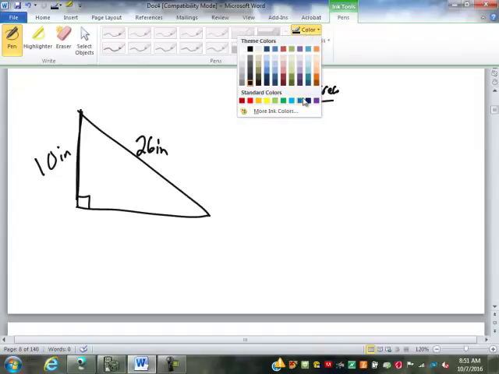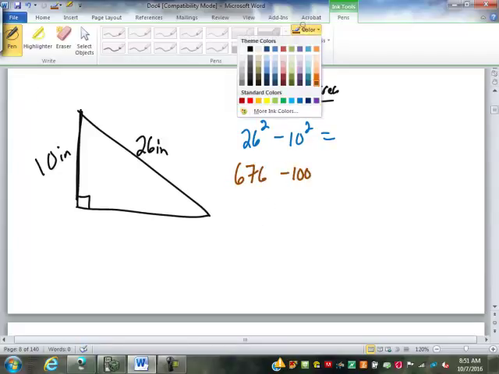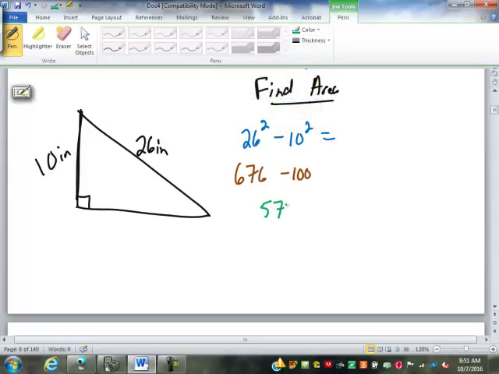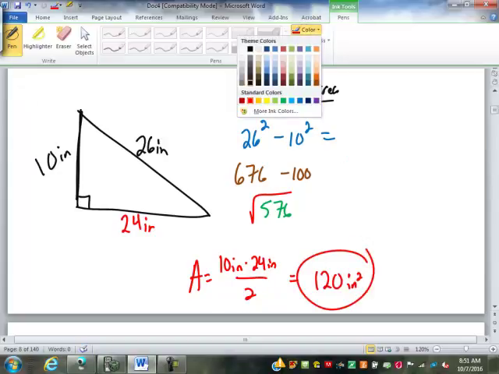How did you approach this problem? Had to find the other side. Are we adding or subtracting? Subtracting. So 26 squared minus 10 squared. 26 squared is 676. 10 squared is 100. We subtract to get 576. Square root to get 24. So our area is 10 by 24, divided by 2, 120 square inches. How many of you had 120? Good deal.